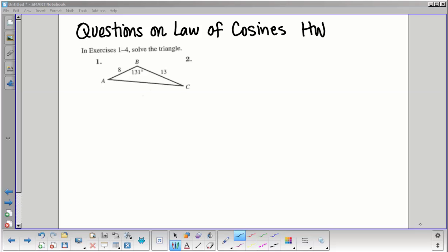Alright, so these are the questions on the law of cosines homework. This is John, by the way, in case anyone is confused.